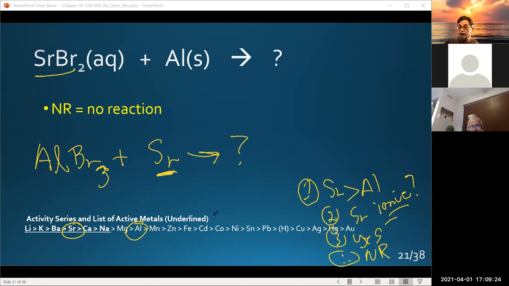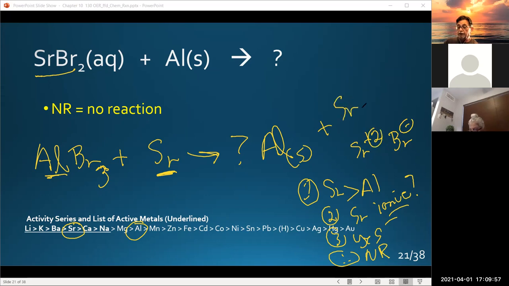Second question, is the most reactive metal in ionic form? In this case, no, it's not. That means that this reaction will proceed. So this aluminum becomes aluminum solid. Plus strontium becomes Sr, which is a +2 because we know it's in group 2. And then the bromides are -1. And so its formula would be SrBr2. And that would be the reaction.